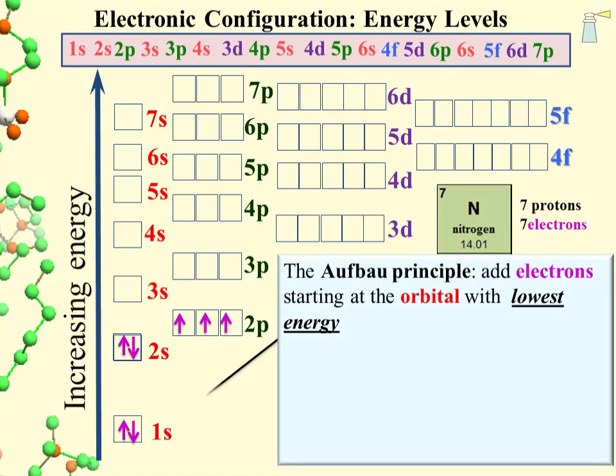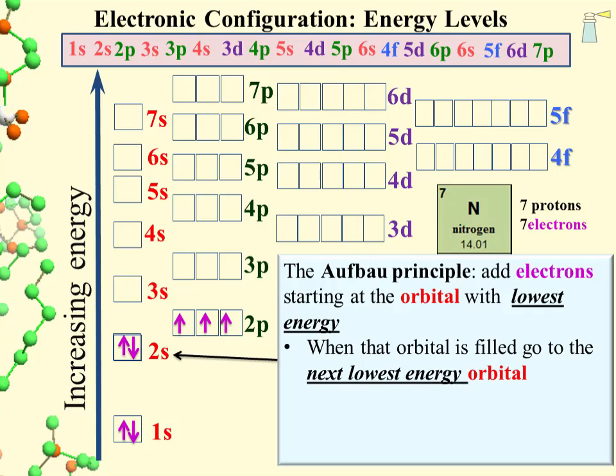The second rule is the Aufbau, or build-up principle. Add electrons starting at the orbital with the lowest energy. In nitrogen's electronic configuration, the first 2 of the 7 electrons were put into the 1s orbital. Their spins were paired, 1 up and 1 down. There's not really an order to the 7 electrons of nitrogen. When we say something like the first pair of electrons, it refers to 2 of the 7 electrons in the process of building the electronic configuration. We really have no idea which of the 7 electrons ends up in the 1s orbital.